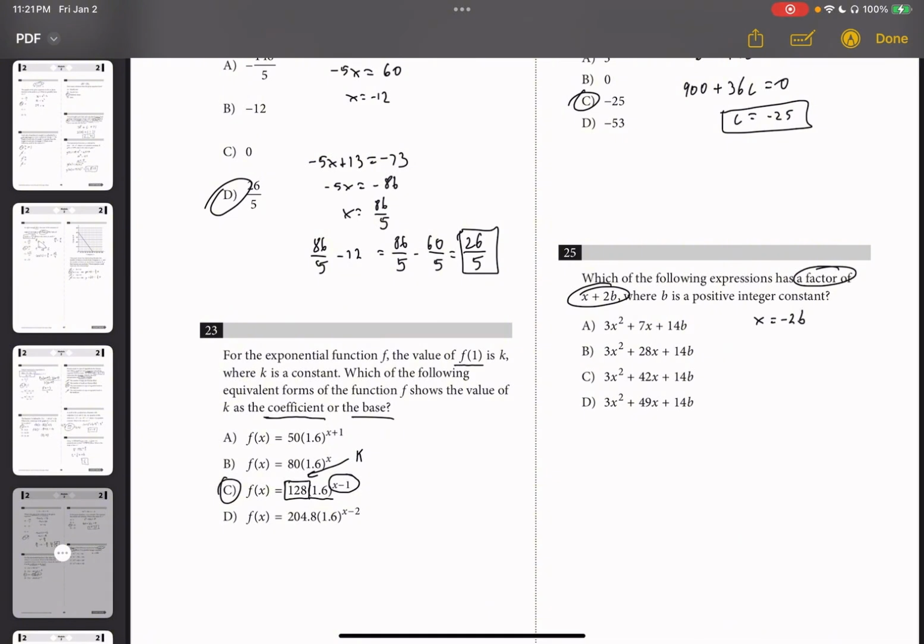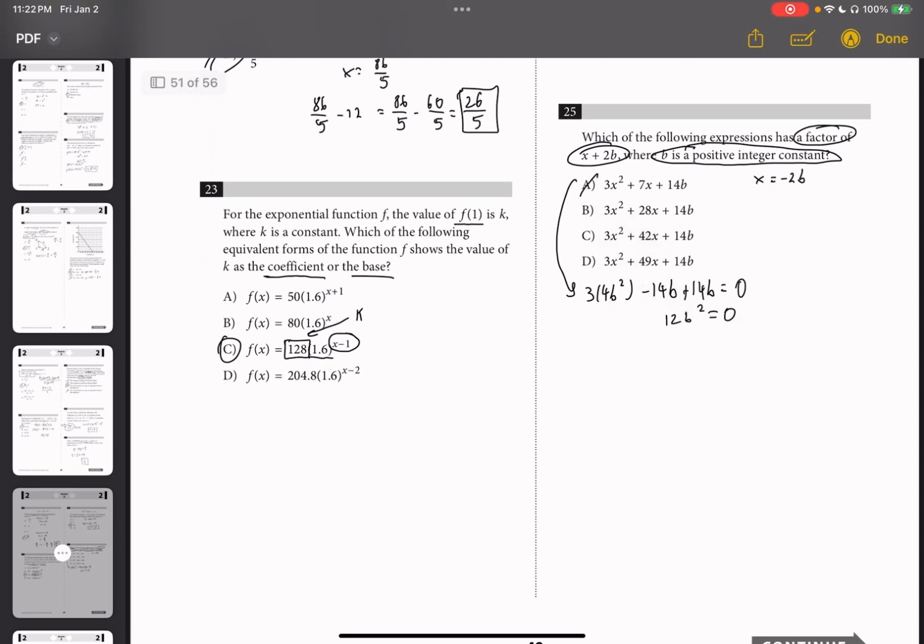So when we plug in negative 2b for x, we're going to plug them in for each of these. So we get 3 times 4b squared plus, sorry, minus 14b plus 14b is equal to 0. And if b is a positive integer constant, we're going to get 12b squared is equal to 0, which can't be correct if b is a positive integer constant. So A is incorrect. We're going to try B now.